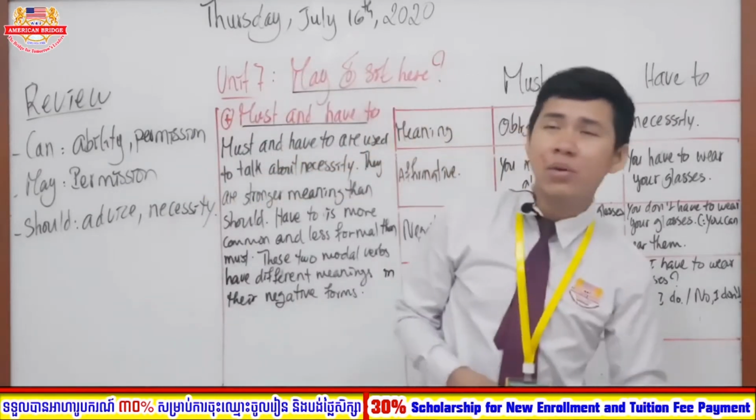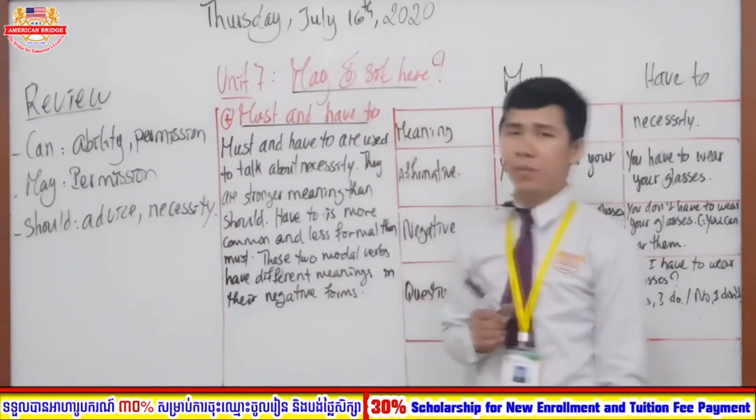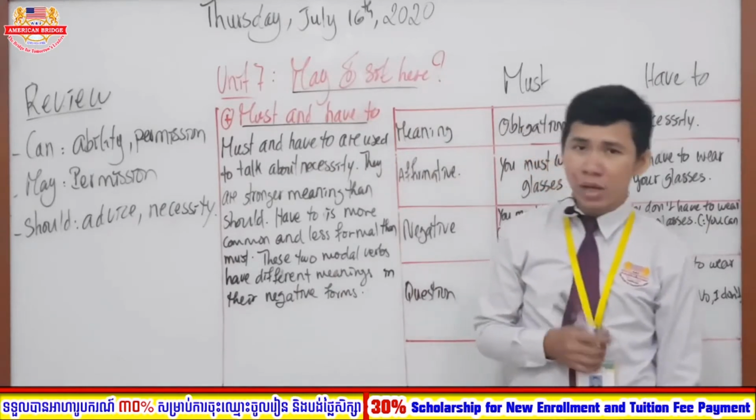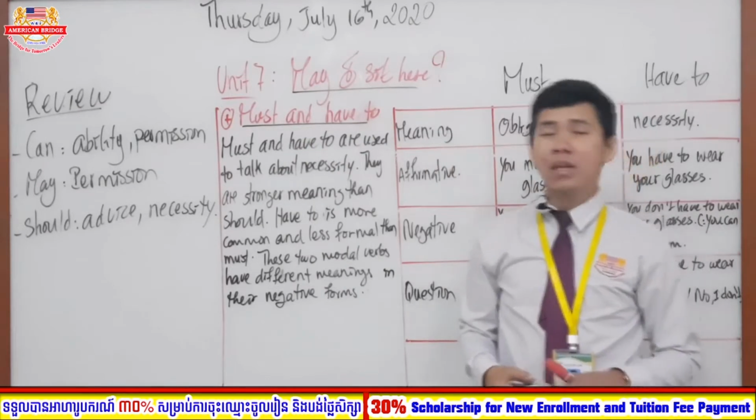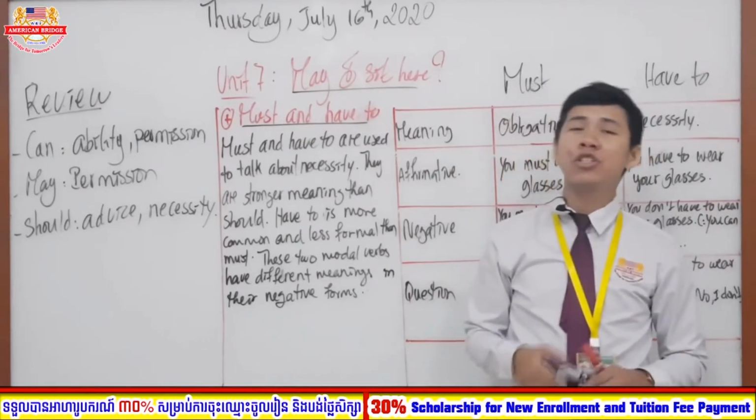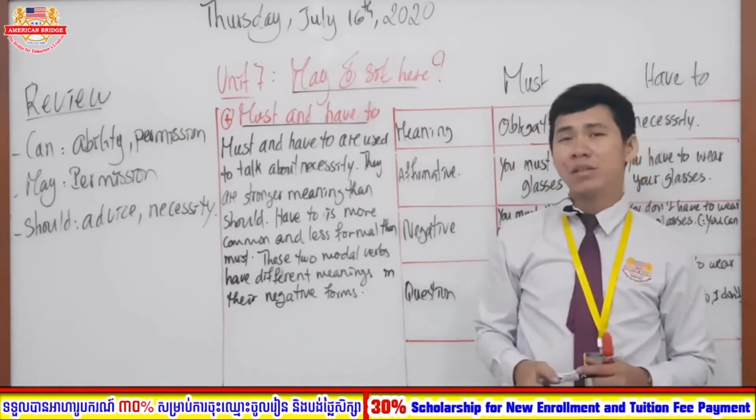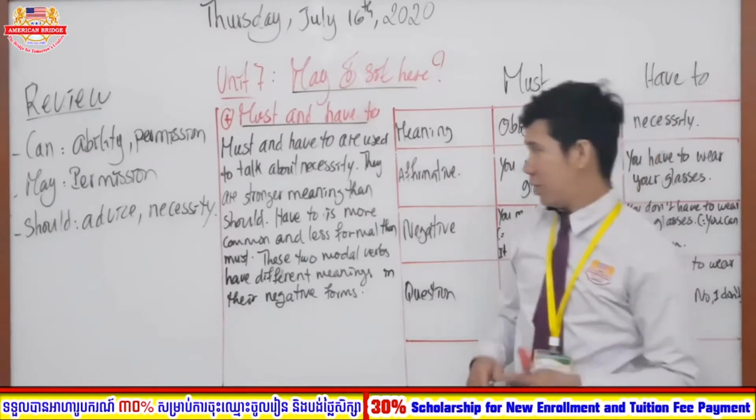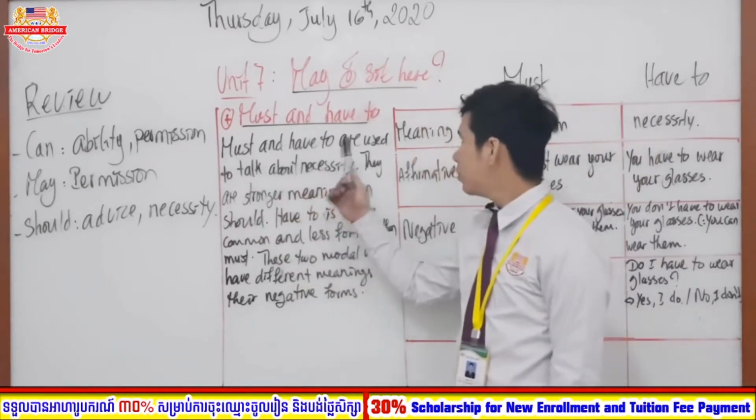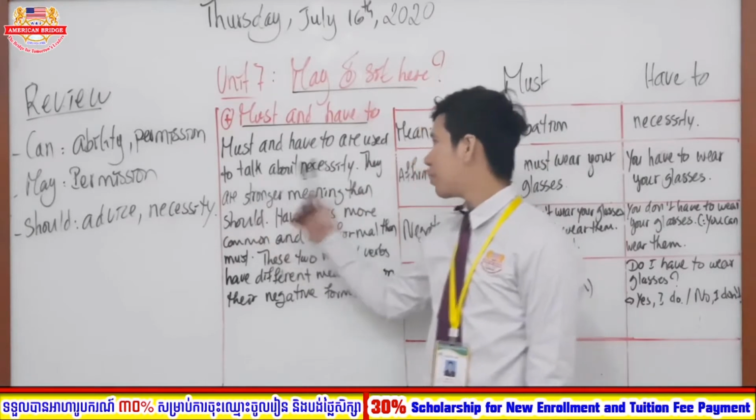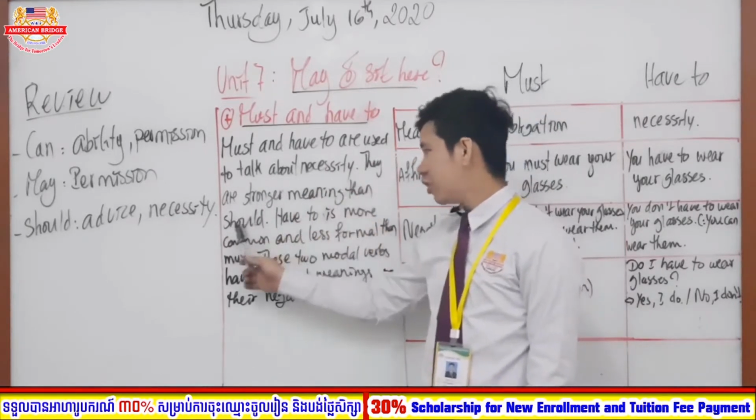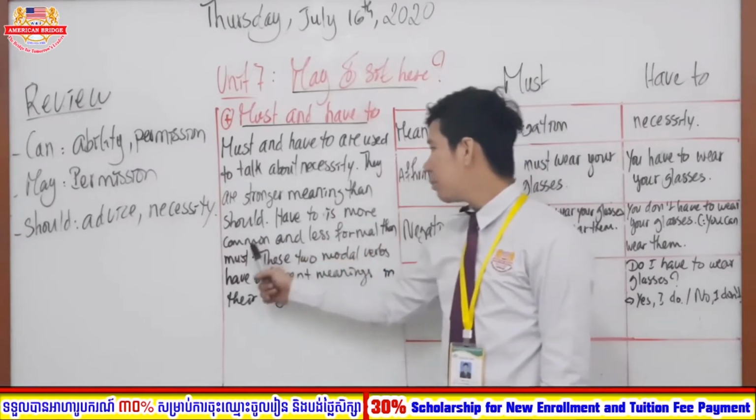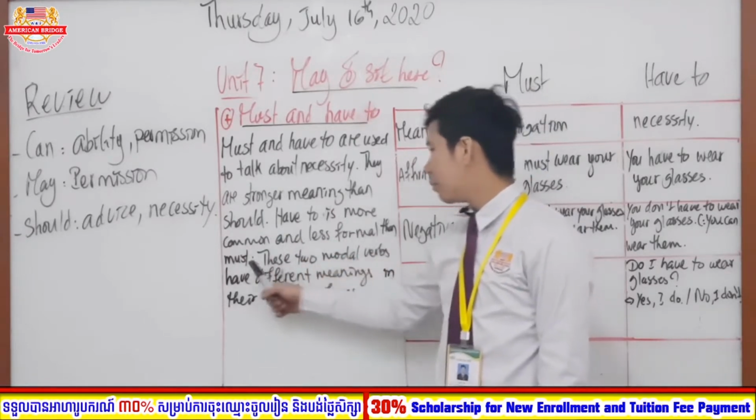Let's move to our next point and start today's section. We are going to talk about two more modal verbs: must and have to. In this lesson, there is also a short script about must and have to. Must and have to are used to talk about necessity. They are stronger in meaning than should. Have to is more common and less formal than must.